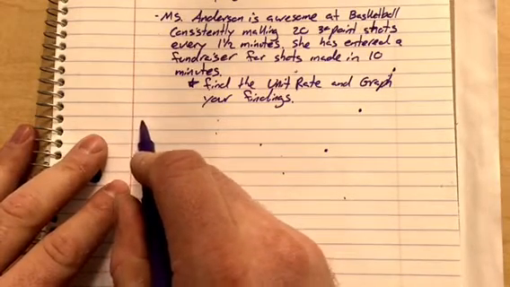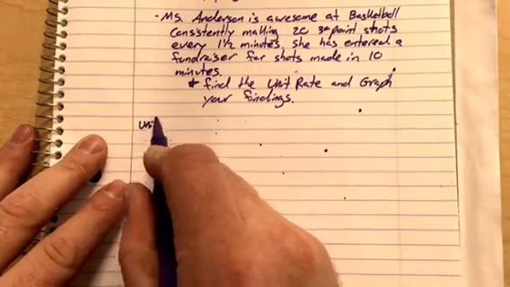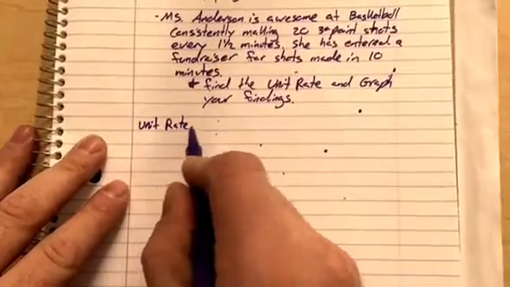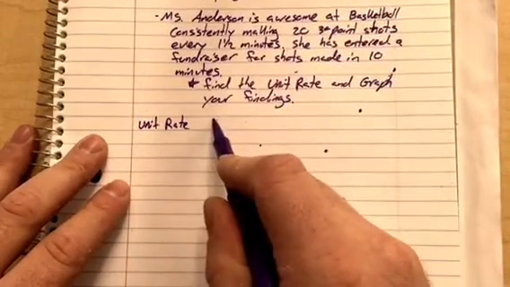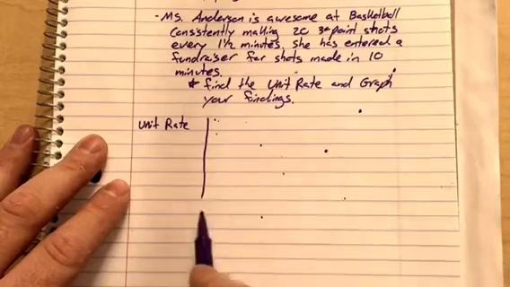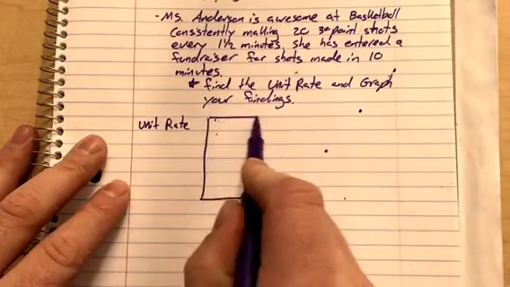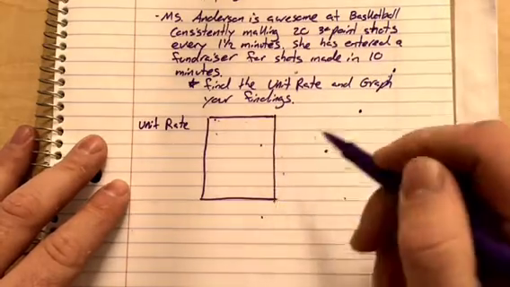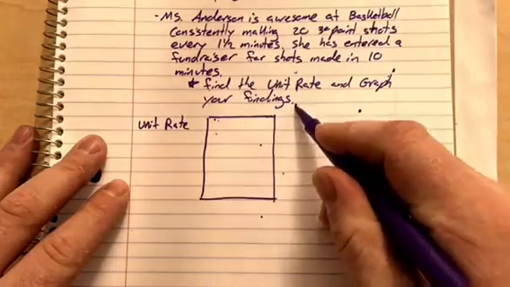I'm going to make 3 different sections. One's going to be for unit rate. I'm going to have another for a table. And the last section will be for your graph.